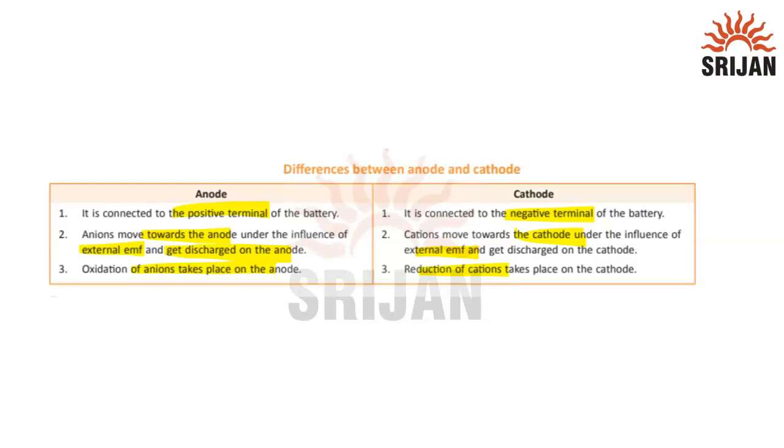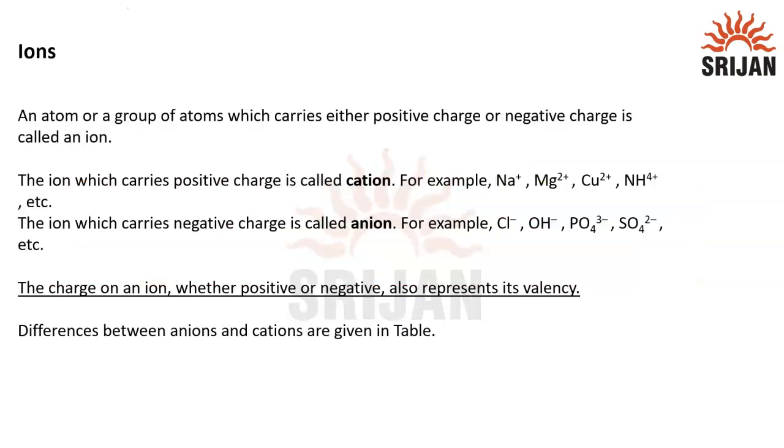Ions. Now what are ions? They are simply an atom or group of atoms which carries either a positive charge or a negative charge. They are simply called ions. The ion which carries a positive charge is called a cation, for example Na+, copper, ammonium, etc. The ion which carries a negative charge is said to be an anion, for example chloride, hydroxide, phosphate, etc. The charge on an ion, whether positive or negative, represents the valency of that ion.